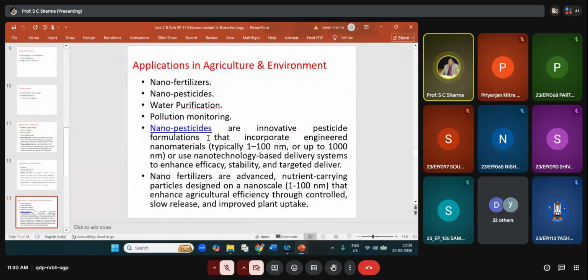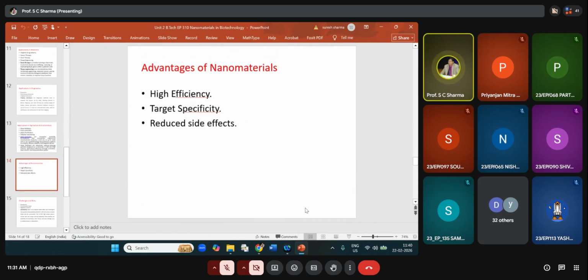Nanopesticides are innovative pesticide formulations that incorporate engineered nanomaterials. I think this is also repetition. Nanofertilizers are advanced nutrient-carrying particles designed on a nano scale that enhance agriculture efficiency through controlled, slow release, and improve plant uptake. Advantages of nanomaterials: high efficiency, target specificity, and reduced side effects because of these nanomaterials.